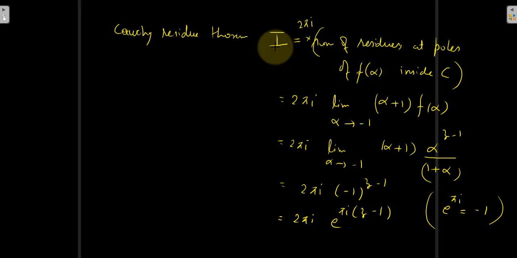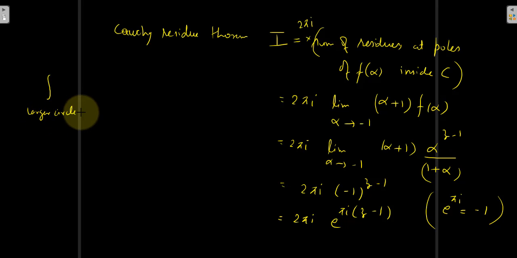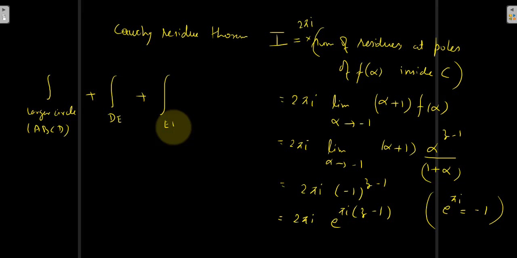Now this integral I, we had seen, can be partitioned into four parts. The first one is the larger circle, or you can also write it as ABCD. The second part was DE, a line segment. The third part was EFGH, and the fourth and final part was HA, right? And this will be equal to this.